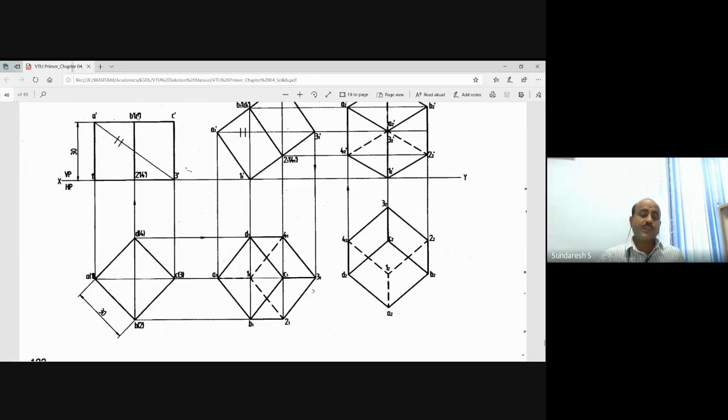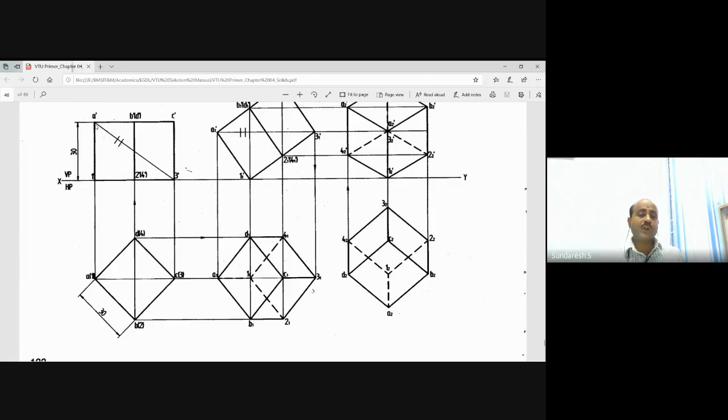Of course, those which are put in brackets are not visible in the front, that is D and 4, D dash and 4 dash. So this is the front view of a cube or a hexahedron resting on HP with one of its corners. So this is the initial position. Once you draw the initial position, the next important thing is you have to represent one of the solid diagonals.